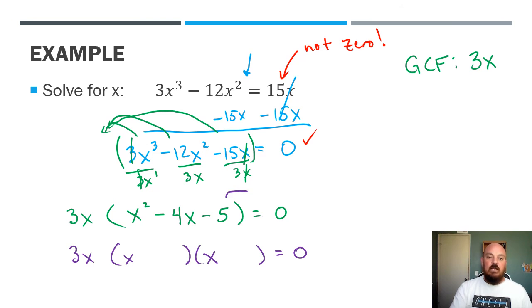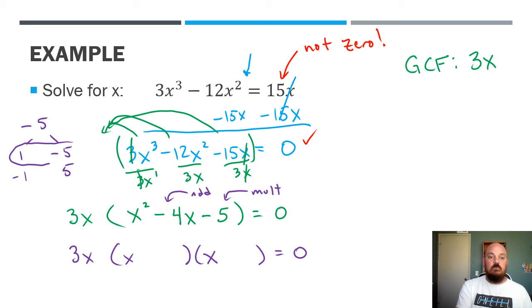This time, I need two numbers that multiply to give me negative 5 and add to give me negative 4. So if I make my list for negative 5, there's only two possibilities again. It could be positive 1 times negative 5 or negative 1 times positive 5. Now the ones that add up to negative 4 are the top ones. Positive 1 plus negative 5 equals negative 4. So I'm going to put a plus 1 on one of my factors and a minus 5 on the other.